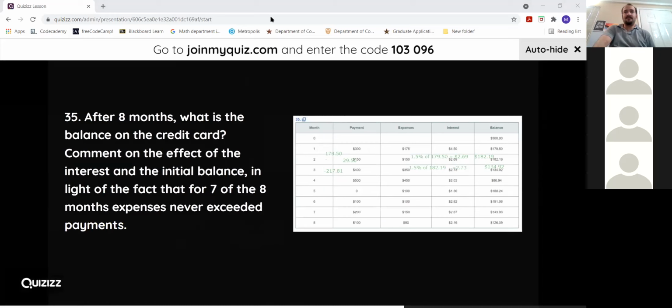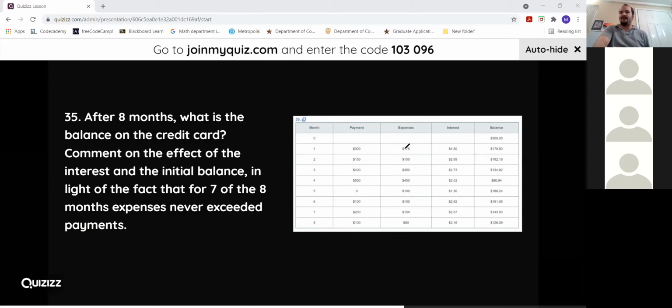Clear my annotations. What other questions are they asking? Comment on the effect of the interest and the initial balance paid. So if you leave a lot on your initial balance, your interest is going to be larger, right? If you don't pay off what you're supposed to, your interest is going to be larger, in light of the fact that for 7 and 8 months, expenses never exceeded payments.